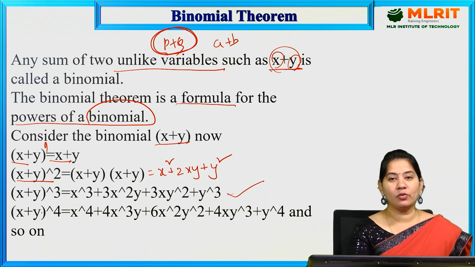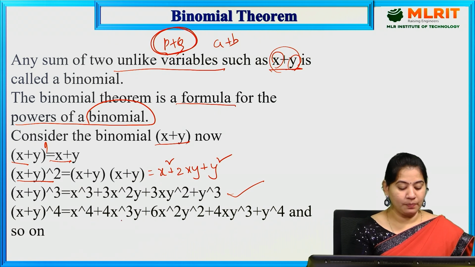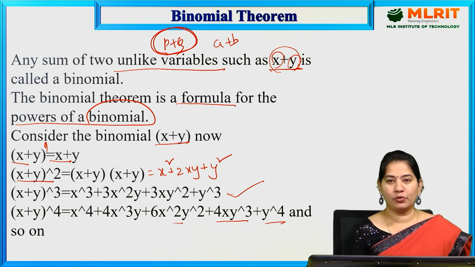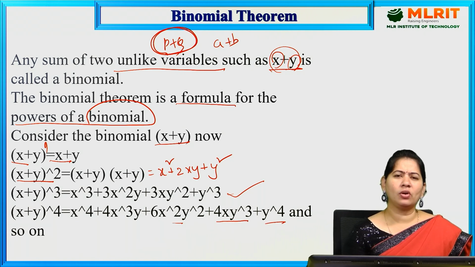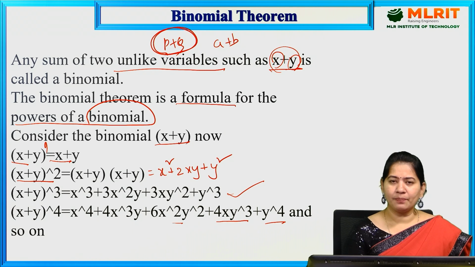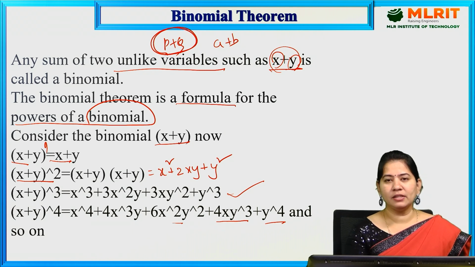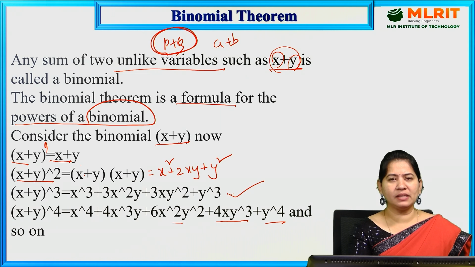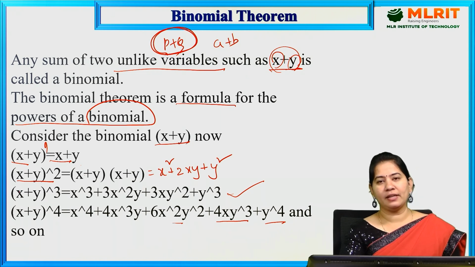Now x plus y whole power 4 is x power 4, 4x cube y, 6x square y square, 4xy cube plus y power 4. Like this, so on, if you take x plus y whole power 5 or x plus y whole power 6, you will get expressions based on this. Now if we observe here, the right hand side we can call an expansion of the left hand side.